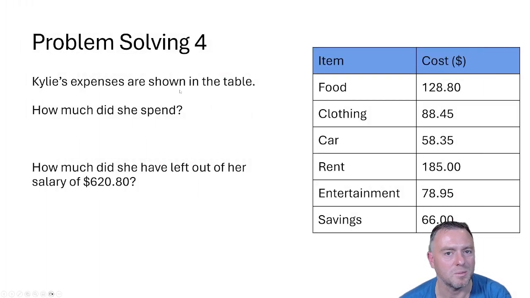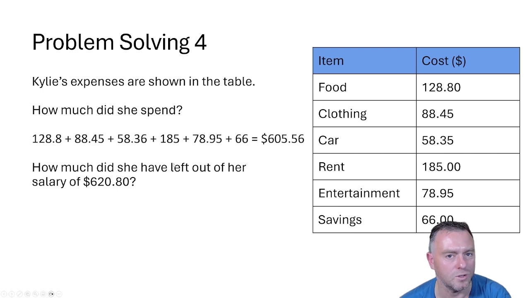Question 4, Kyle's expenses are shown on the table across here. So you got food, clothing, car, rent, entertainment, and savings. How much did she spend? So you add it all together. You got $605.56. How much does she have left after her salary of $620.80? So you take them away, and she's left with $15.24.